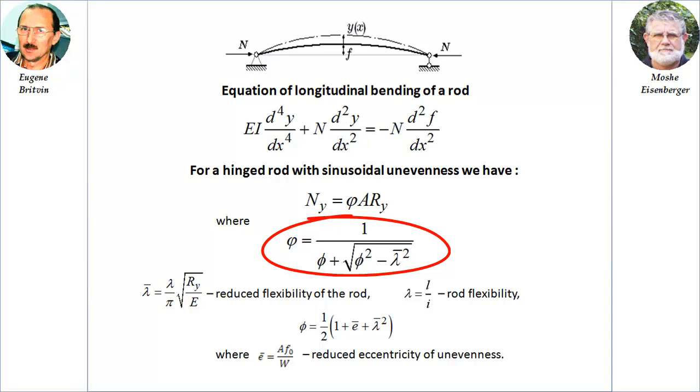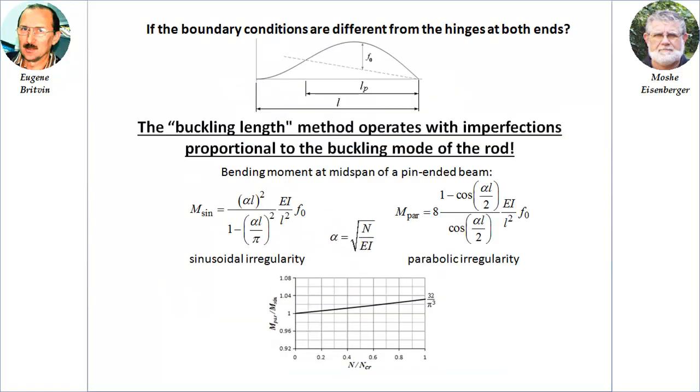This formula is written in Eurocode in this form. The same formula is used in all national standards, albeit with some ritualistic frills. The difference between the standards lies solely in the method of normalizing the reduced eccentricity of roughness. But what if the boundary conditions differ from the hinges at both ends?